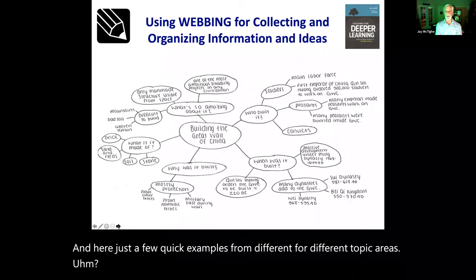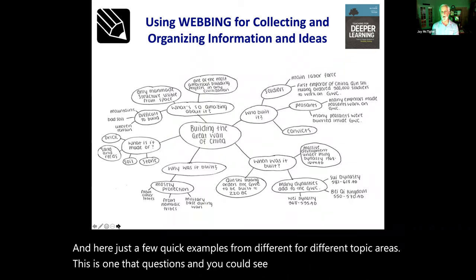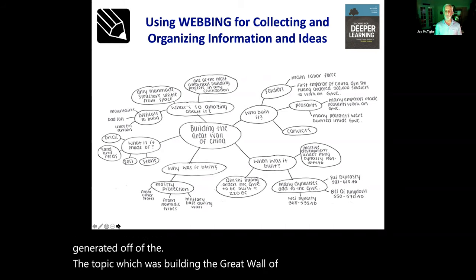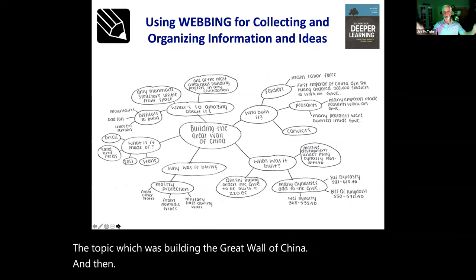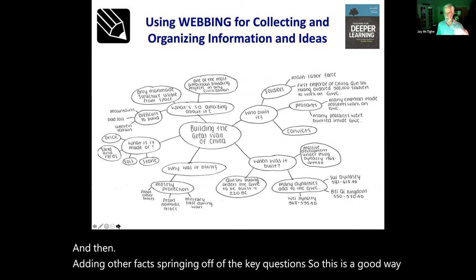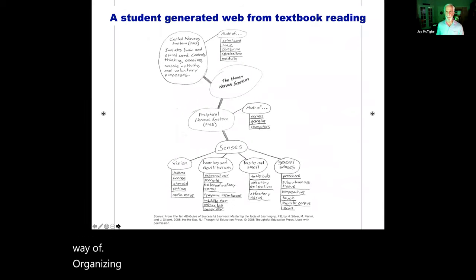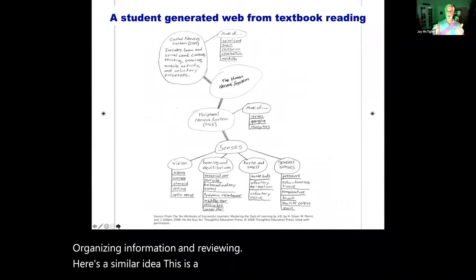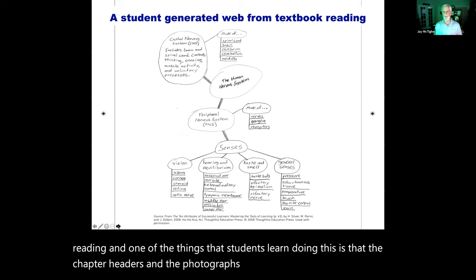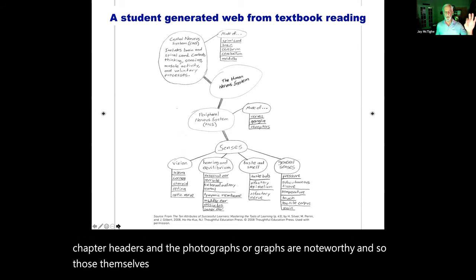This is one where questions were generated off of the topic, which was building the Great Wall of China, and then other facts were added springing off of the key questions. So this is a good way of organizing information and reviewing. Here's a similar idea. This is a student's web generated from a textbook reading. One of the things that students learn doing this is that the chapter headers and the photographs or graphs are noteworthy, and so those themselves are often categorically important.